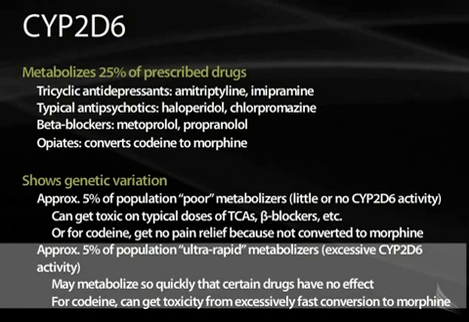On the other hand, 5% of the population would be ultra-rapid metabolizers, and therefore they would metabolize these drugs very quickly and would not get the benefit. Except for codeine, you would see fast conversion of the codeine medication to morphine.